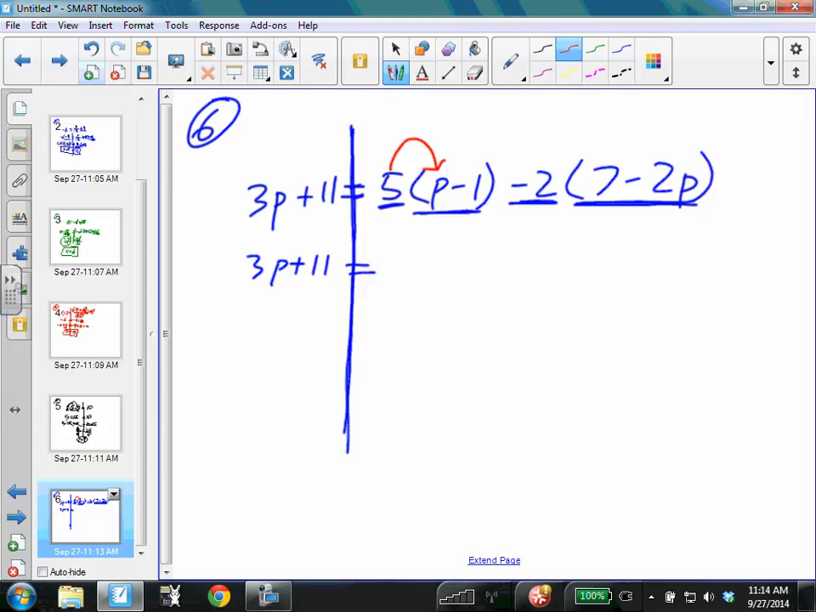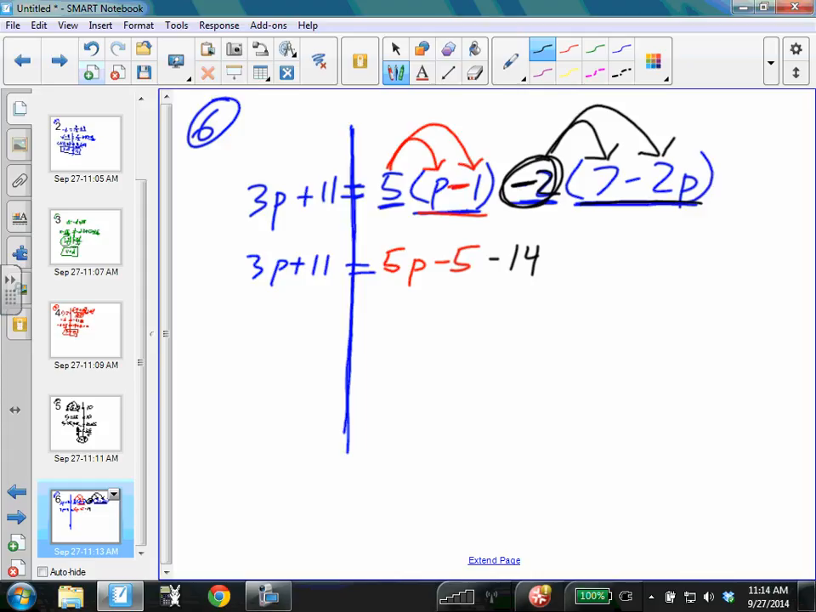I'm going to start by distributing this 5 to this first parentheses right here. So 5 times p makes 5p. And 5 times the negative 1 gives me negative 5. Now for this second set here, remember this is a negative 2, right? That minus sign right there is really important. That makes this a negative 2. So I'm going to distribute a negative 2 to the inside of this parentheses. So a negative 2 times 7 makes negative 14. And a negative 2 times negative 2p, well, a negative times a negative is going to make a positive, and 2 times 2 is 4. The p just comes along for the ride.